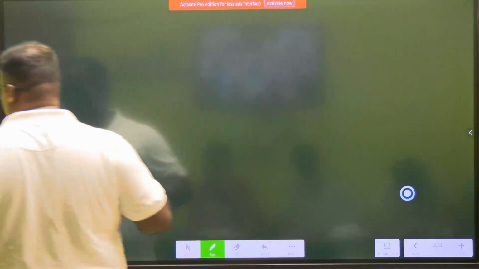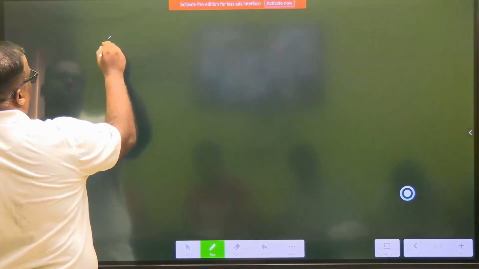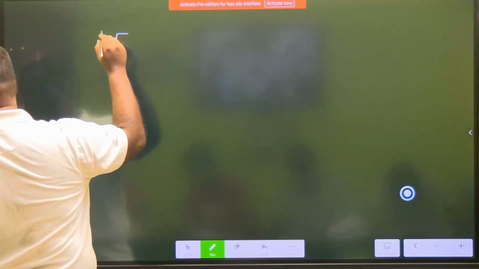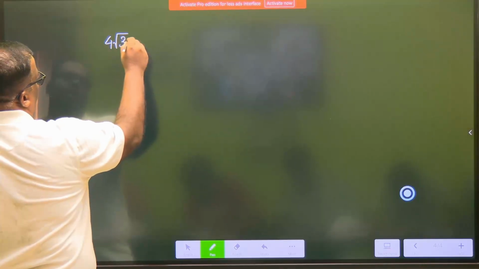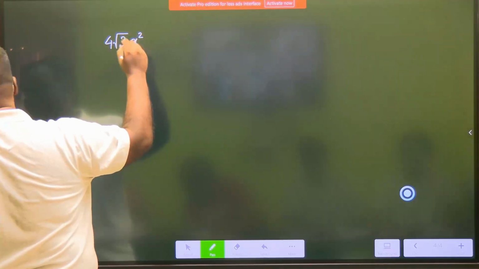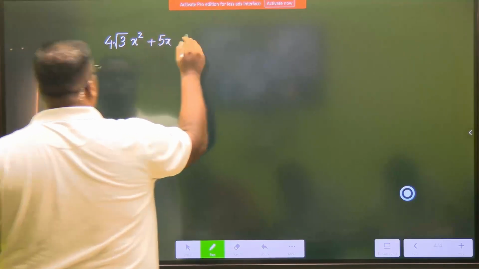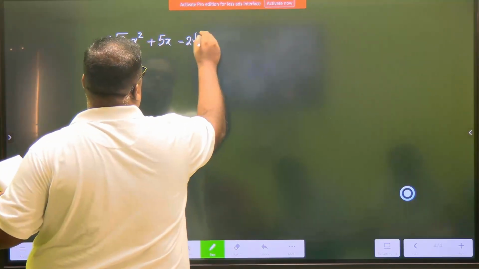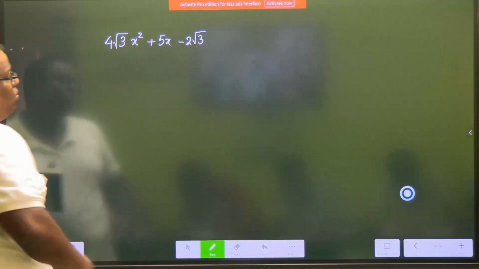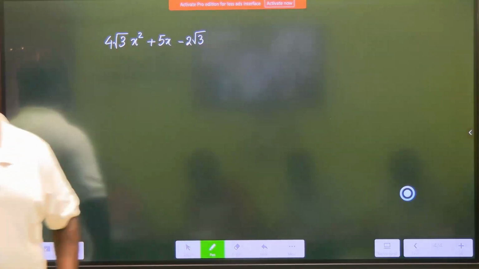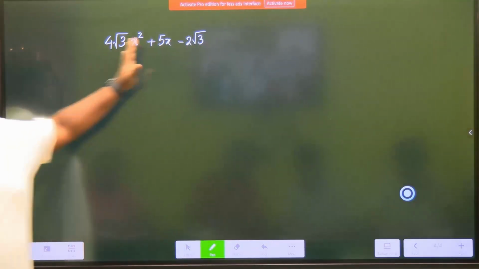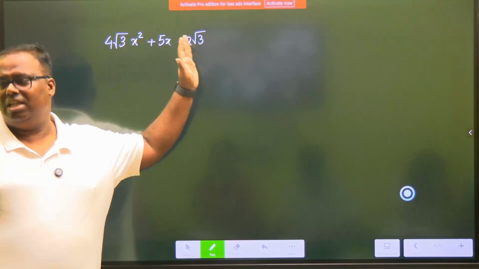Learn it once. I have got a problem which is 4 root 3 x square plus 5x minus 2 root 3. This is a grade 9 problem. We have to factorize it. We'll do it together, don't worry. This was in grade 9.